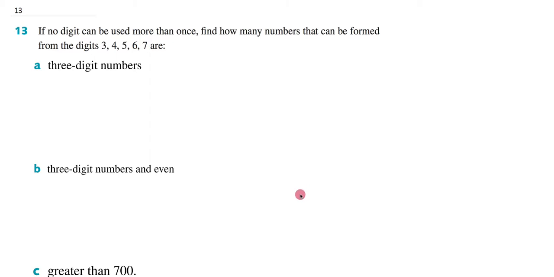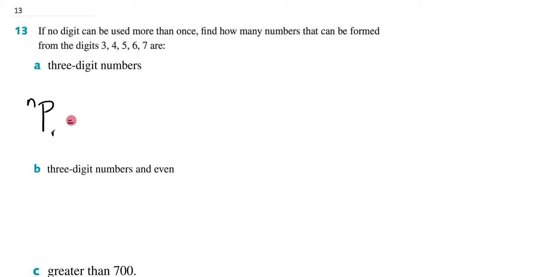We are working through exercise 10b, and in this video I'm answering question 13, which says, if no digit can be used more than once, find how many numbers can be formed from the digits 3, 4, 5, 6, and 7. For A, we're trying to find 3-digit numbers.